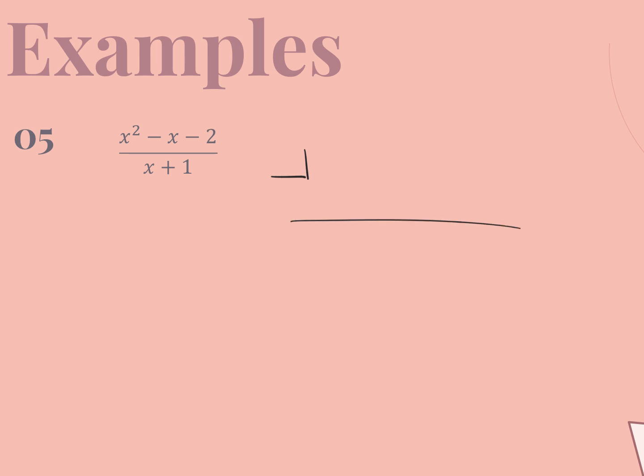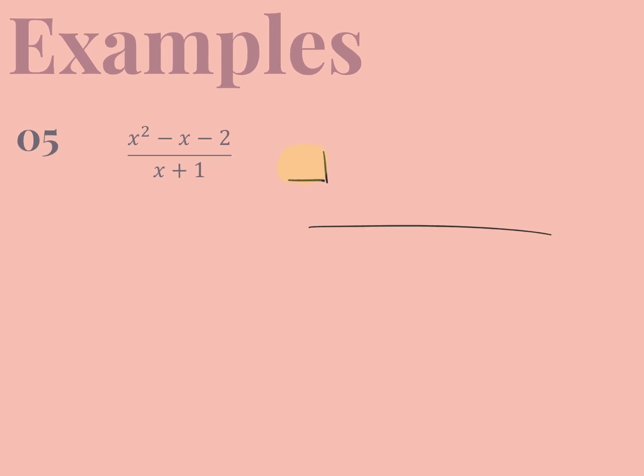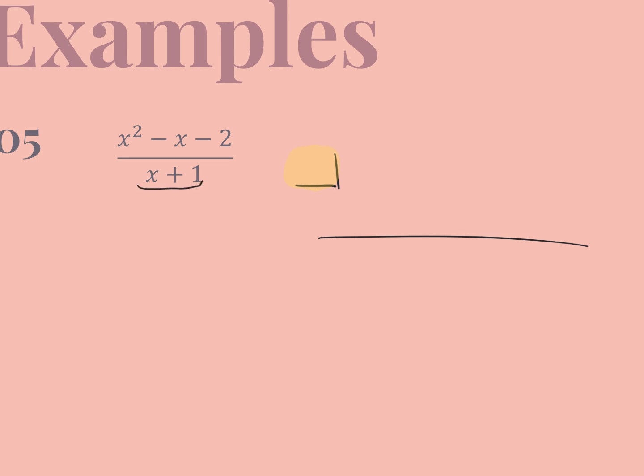What goes in this box, all right, let me highlight. What goes in this box is going to be your C value, right? So your divisor should be written in x minus c form. To get an x minus c form from x plus 1, keep in mind this is the same as x minus negative 1. So that means my c value is negative 1. So that's what I'm going to put in this little box up here, negative 1.